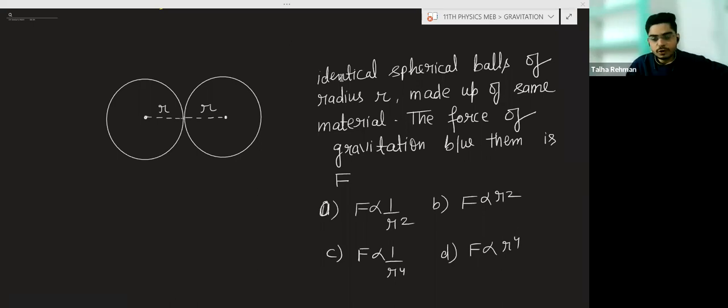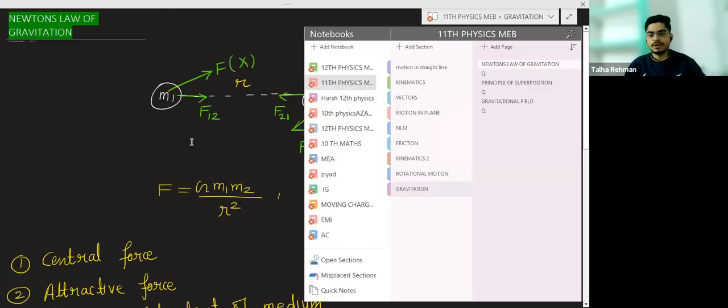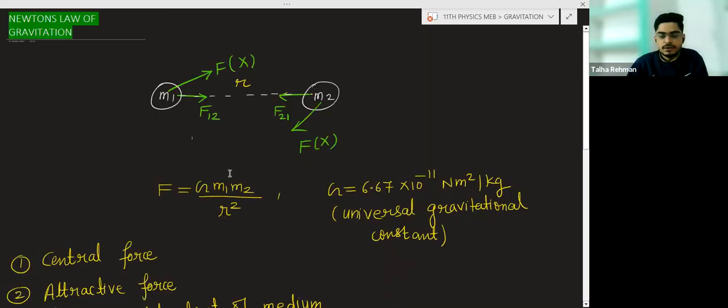This is not true. Option A will be true when, you can see here, I know that you will tell A. This will be true when masses are given. When masses are given, it means this is G, this is M1, M2.